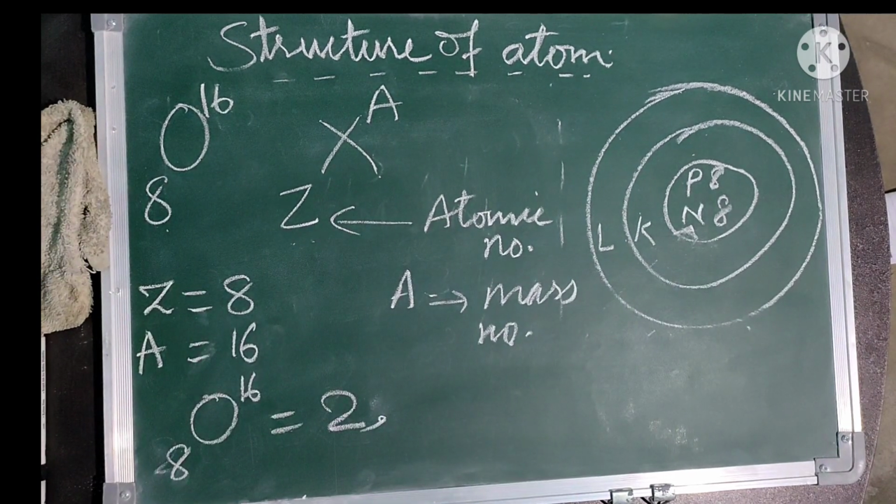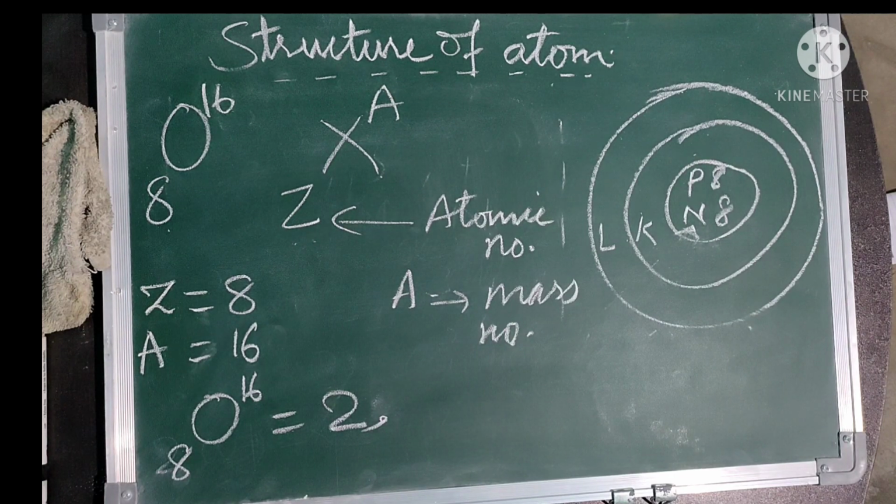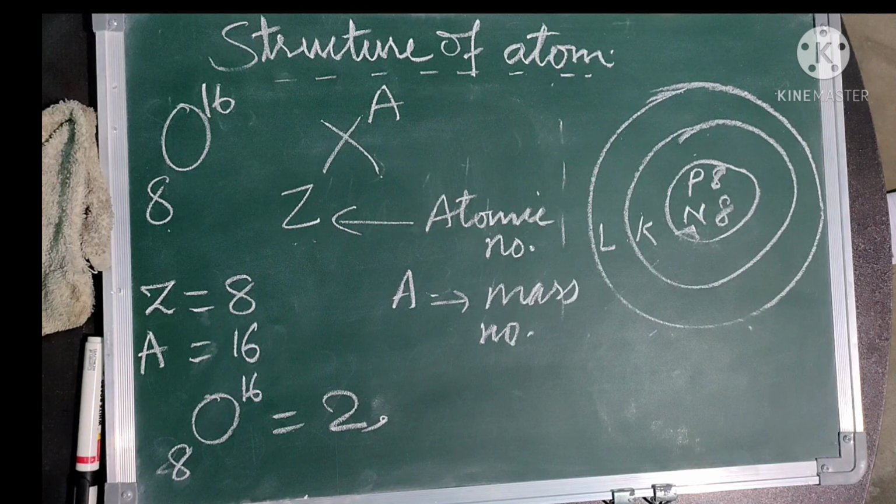Now just think over it. You can pause this video for a moment and think over it. I'll give you 5 seconds. How many electrons will be there in the second shell of oxygen atom? Will it be 8 electrons or will it be 10 electrons? What will be the number of electrons present in the second shell of oxygen atom? Hope you have figured it out.